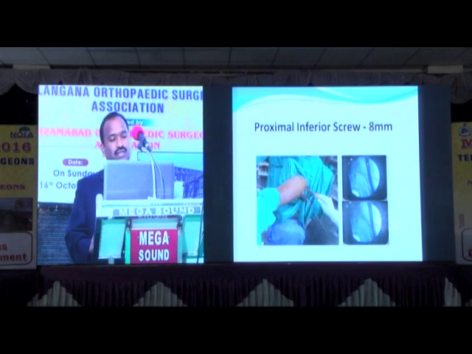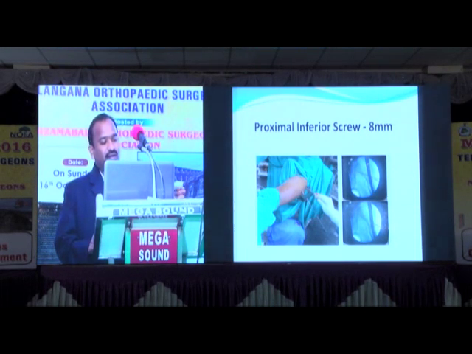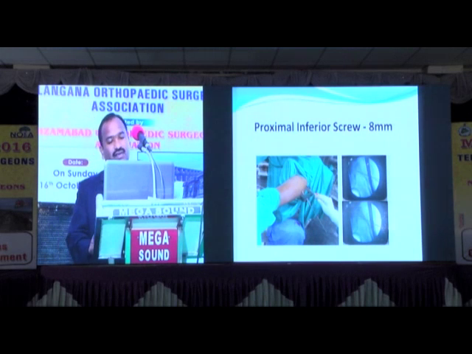Placing the proximal inferior screw is the first thing we will do. I will make a port and pass a guide wire up to the shaft of the femur, then put another guide wire over the limb. Then I will see whether these two guide wires are tallying or not in the AP view. If they are tallying well, this is the trajectory on which my screw is going to be put.